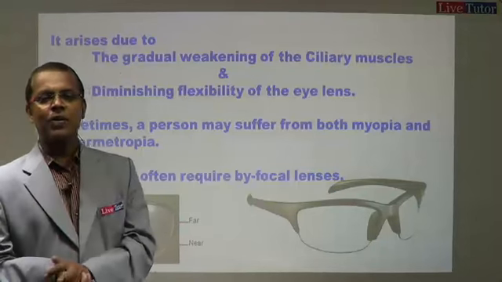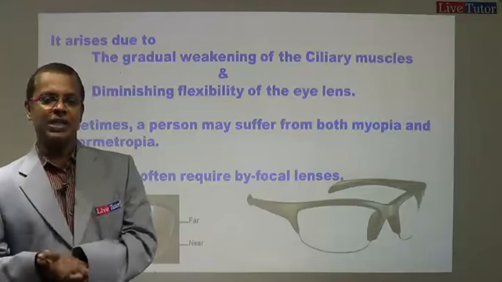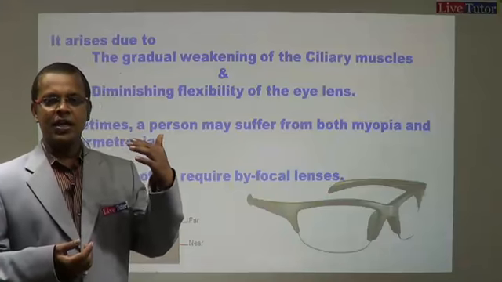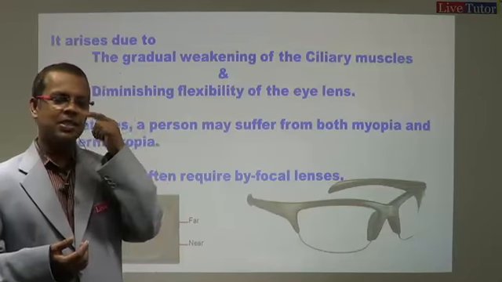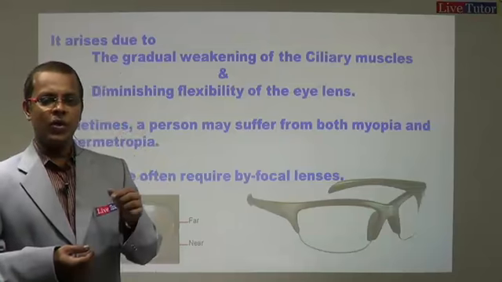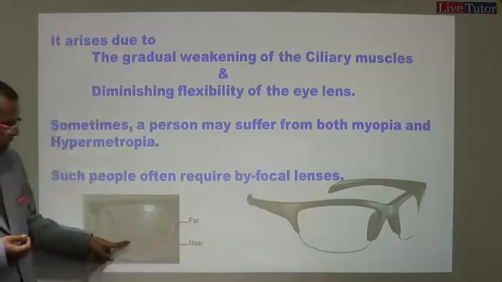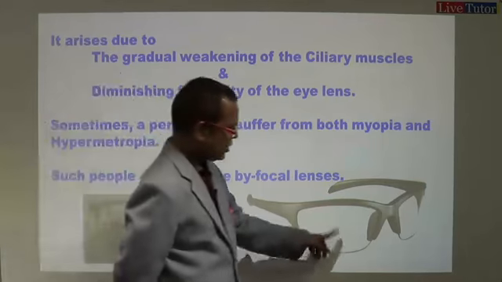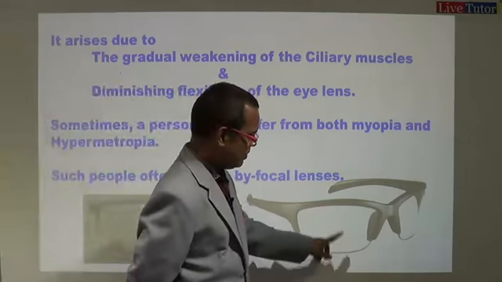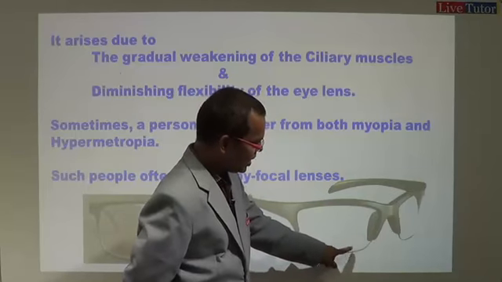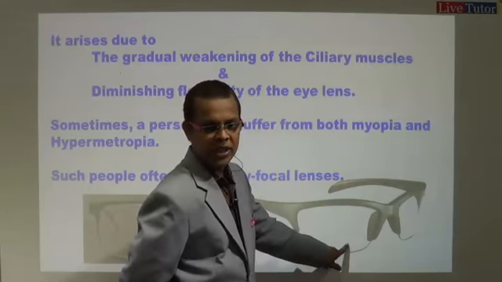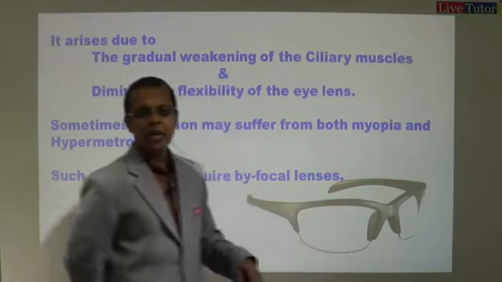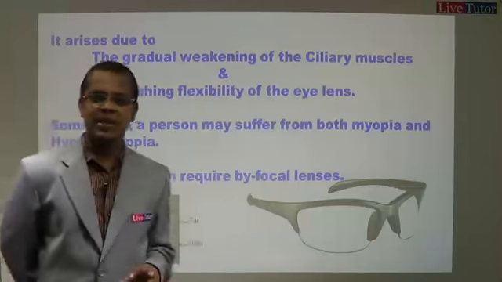Such people want a bifocal lens, for farsightedness and nearsightedness, because in both cases the eye lens is not able to adjust, isn't it? So they have to wear a lens which has both lenses, concave and convex. You can see here they have two lenses, bifocal. This one is for reading near objects, for myopia, and the next lens is for hypermetropia. For both it is combined.